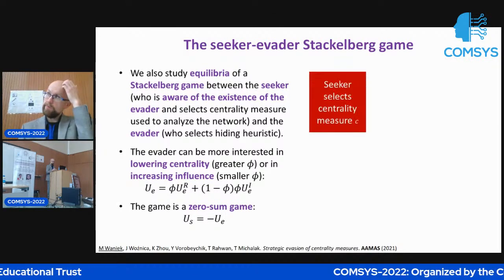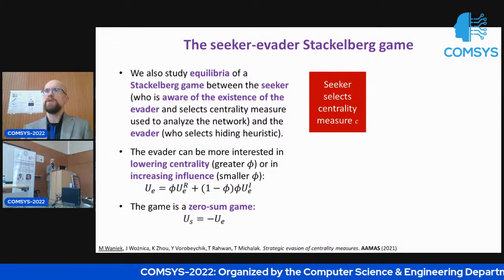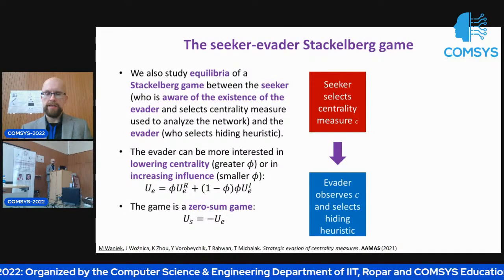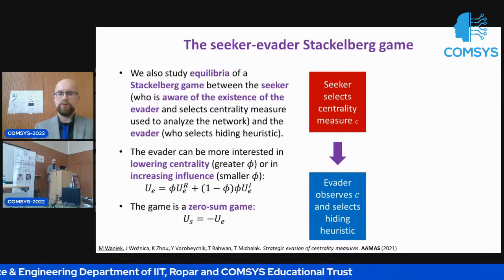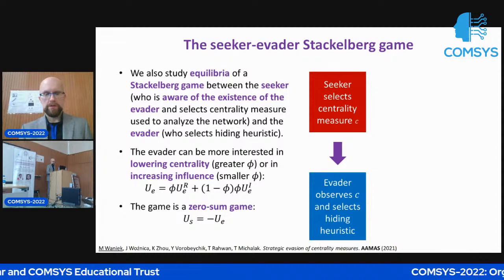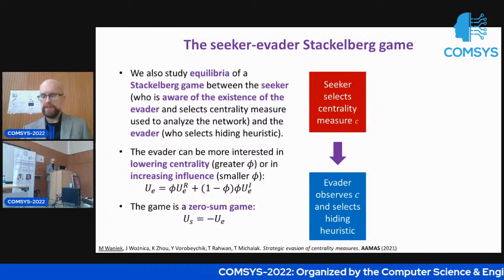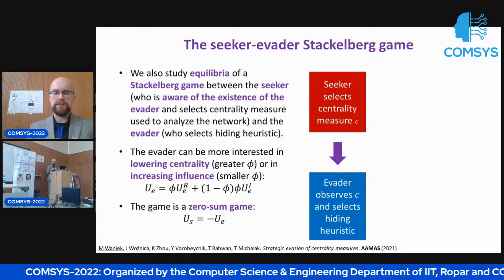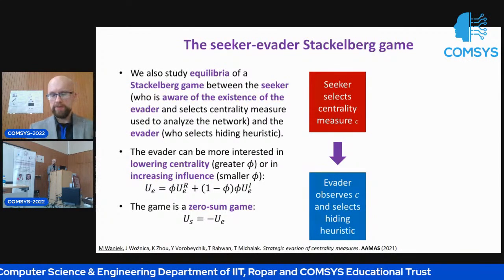A Stackelberg game is a game in which one player moves first. In this case, the seeker will move first by selecting a centrality measure C to analyze the network. And then the evader observes the choice of C and selects one of the hiding heuristics. Moreover, when we measure the utility of the evader from this game, we assume that it has two components: that the evader can gain utility from lowering their centrality and from increasing or maintaining their influence.